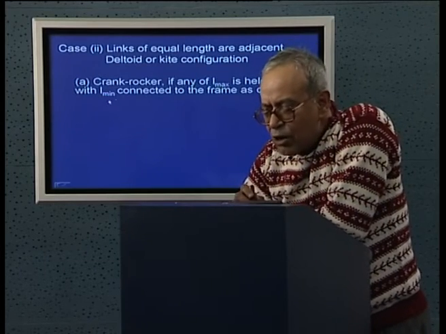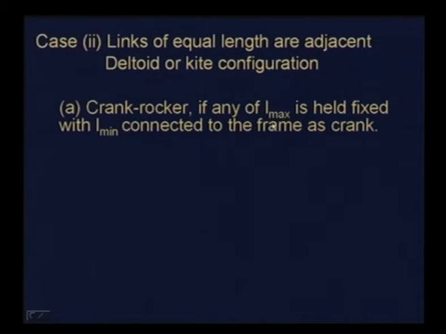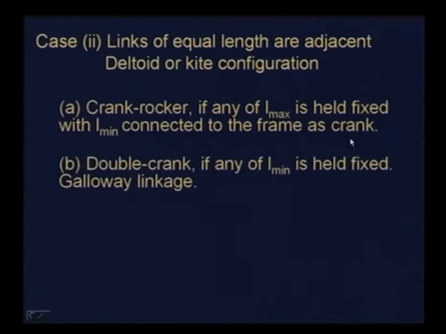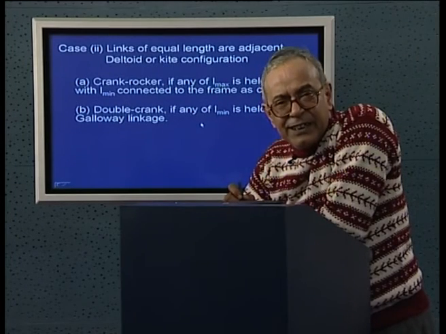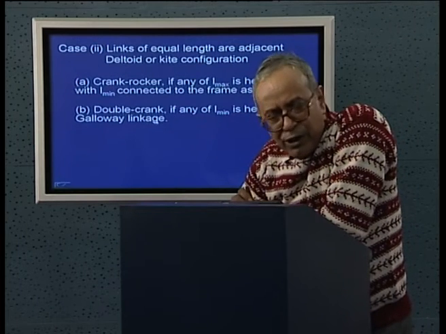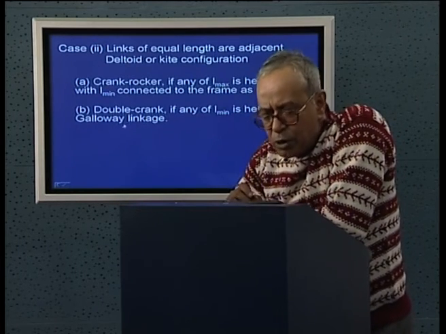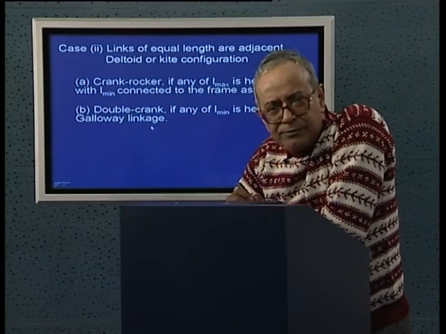We will get a crank rocker if any of the L max, that is any of the longer links, is held fixed, and the connected L min will be the crank. Whereas we get a double crank if any of the L min, that is any of the shortest links, is held fixed. Such a linkage, when we have a double crank, is called a Galloway linkage. I will explain both of these deltoid configurations now with the help of a model.